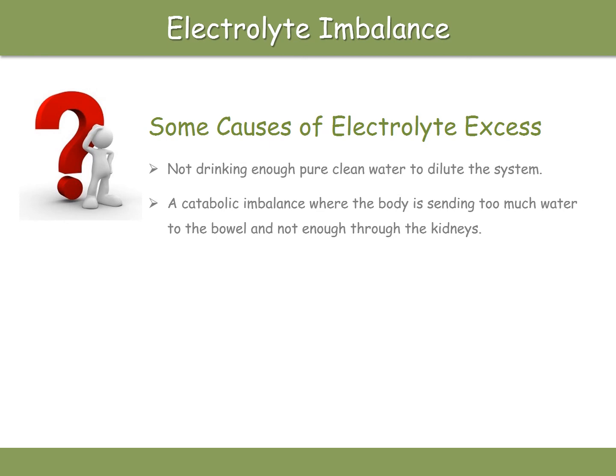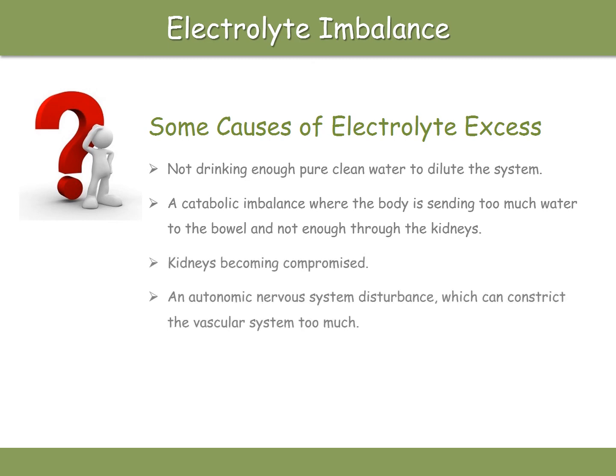This is where it gets a little more interesting, because we've got to look at these other systems before we jump in and say, we've got too much excess, let's start hammering the water. But hang on, does this person also have a catabolic imbalance? If they do, we need to fix it first, because the water is just going to go straight out the bowels, and we're not going to clear out the system. This is another example of looking at the whole picture as opposed to just one thing. Other causes: kidneys becoming compromised through poor dilution more than anything else, autonomic nervous system disturbance, and plaqued-up arterial walls.